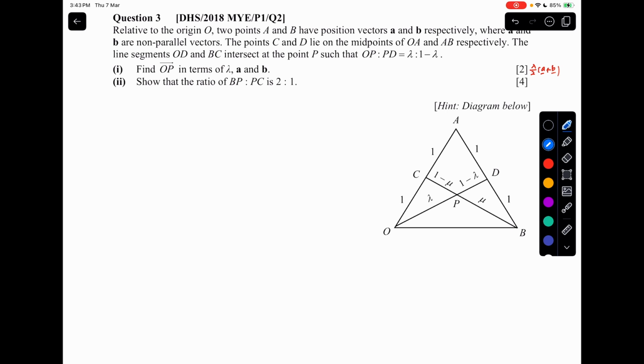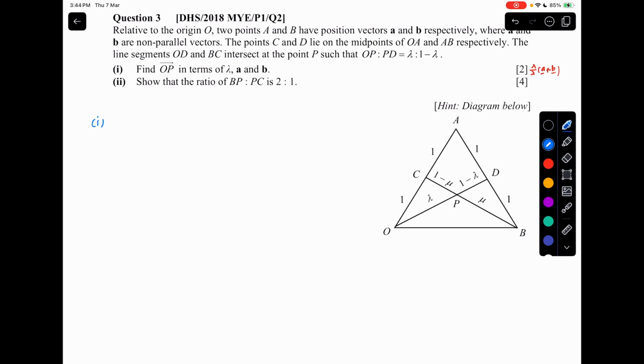So the points C and D lie on the midpoints of OA and OB, so they will cut the ratio in half. Now the line segments OD and BC intersect at the point P such that OP to PD is in the ratio of lambda to 1 minus lambda. So first and foremost, let us find OP in terms of lambda, A and B first.